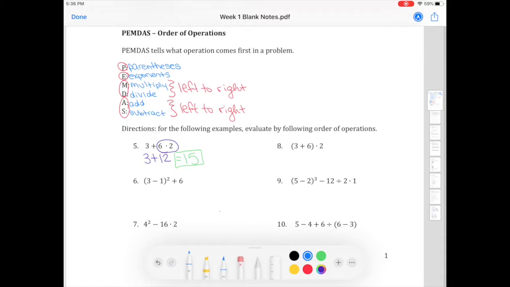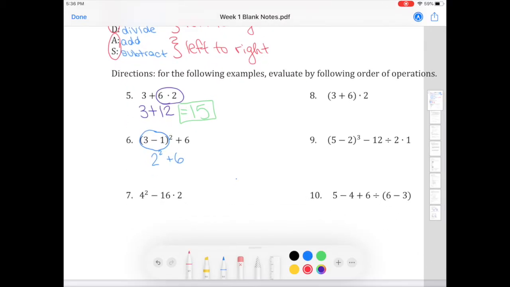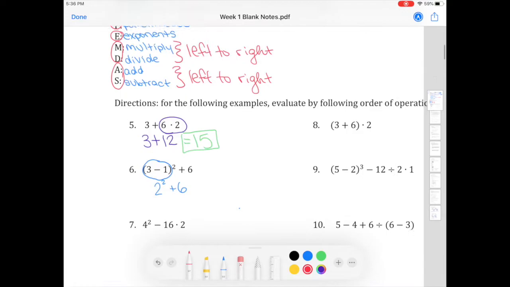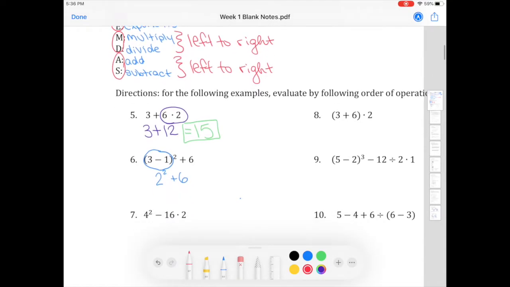Okay, moving right along. Next one, I'm going to just follow PEMDAS along the way. So the first thing I'm supposed to look out for is parentheses, and I have parentheses for this one right here. So I'm going to do that first. 3 minus 1 is 2. And you bring everything else down because you haven't done anything with it yet.